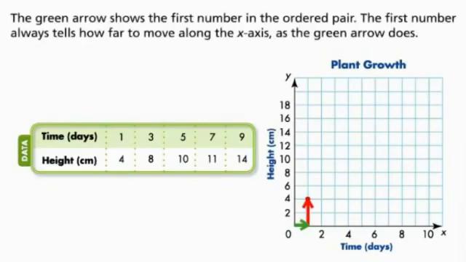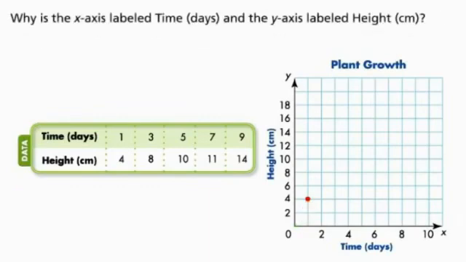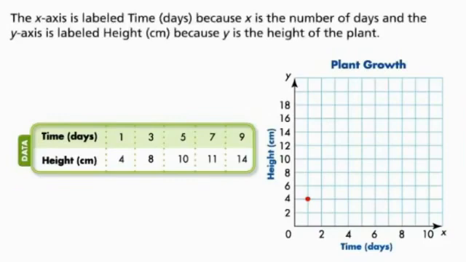The green arrow shows the first number in the ordered pair. The first number always tells how far to move along the x-axis, as the green arrow does. Why is the x-axis labeled time, days, and the y-axis labeled height, centimeters? The x-axis is labeled time, days, because x is the number of days, and the y-axis is labeled height, centimeters, because y is the height of the plant.